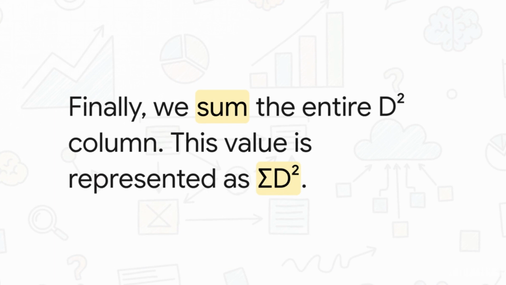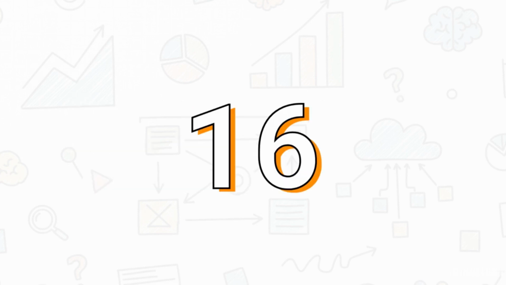All we need to do is add up every single value in that last column, the D squared column. In stats, we use the Greek letter sigma to mean sum, so we call this final number sigma D squared. So when we add them all up, that 9 plus 1 plus 1 and all the rest, we get a grand total of 20. Remember that number, 20. That is the key value we need for our formula.